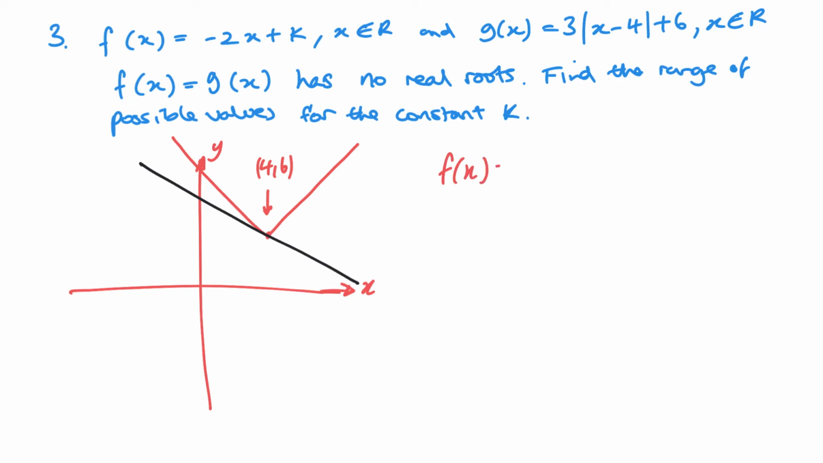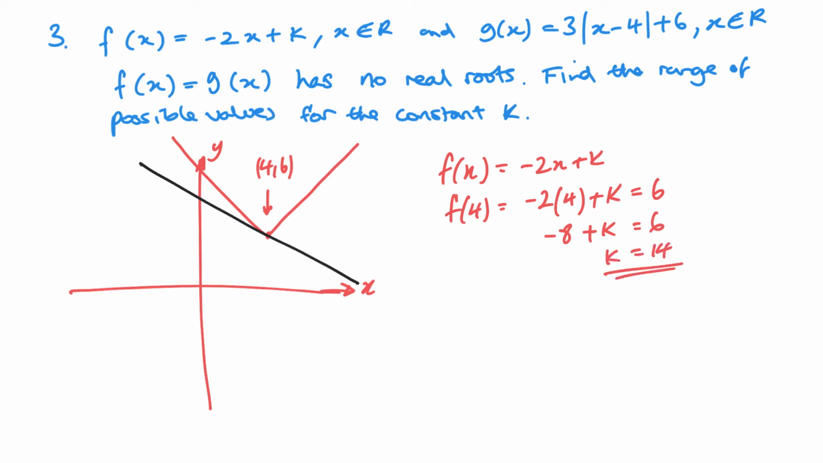So let's have f of x equals minus 2x plus k. Substituting in that 4, 6 means, so I'm looking at f of 4, so minus 2 lots of 4 plus k, and that should equal 6. Negative 8 plus k equals 6. K equals 14. So that's quite important. So at this point here, this will be when these graphs have exactly one root.